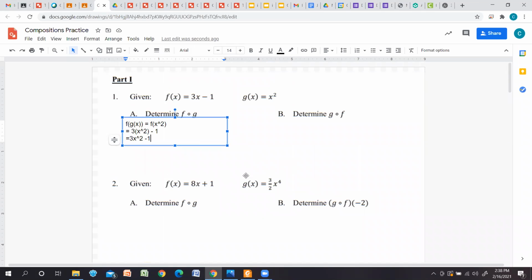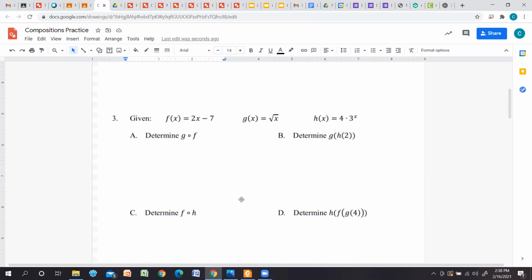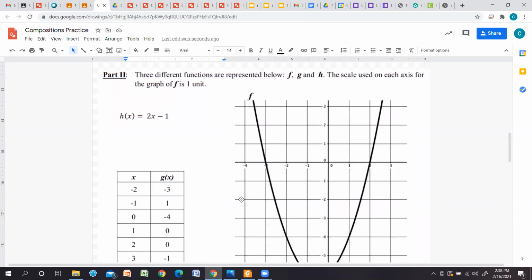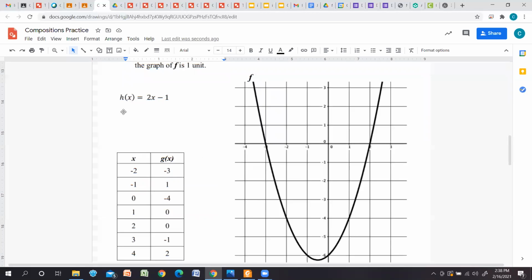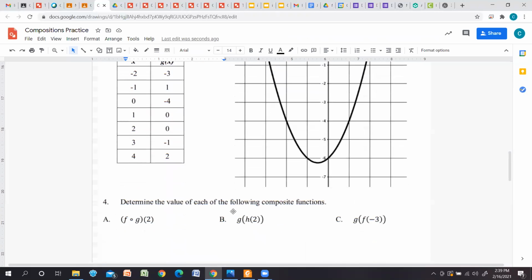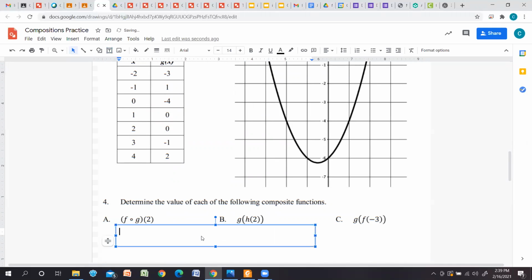Now these are all symbolic representations, but notice you can do compositions with anything. Notice we have a symbolic representation, a table, and a graph. The main idea is that the input for f is the output of g. So we do have to start with g. So g of 2, we have to find out what the output is for g of 2. So let's do that. What is g of 2?